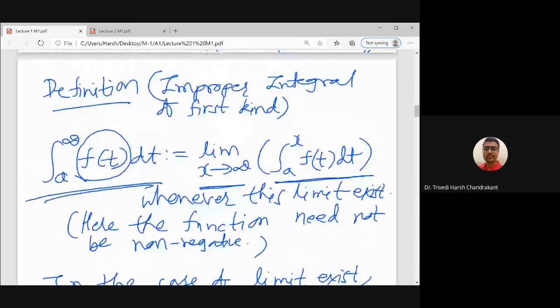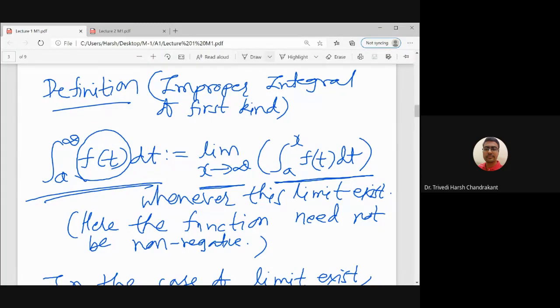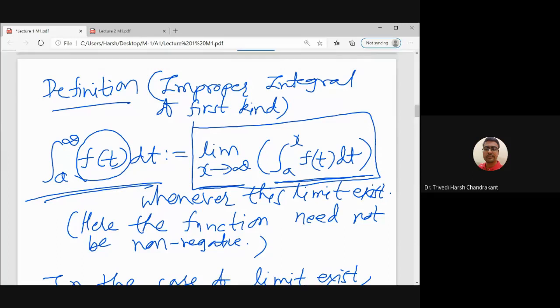The improper integral is defined in this way: the integral from a to infinity of f(t) dt is defined to be the limit as x tends to infinity of the integral from a to x of f(t) dt, where a is some real number.